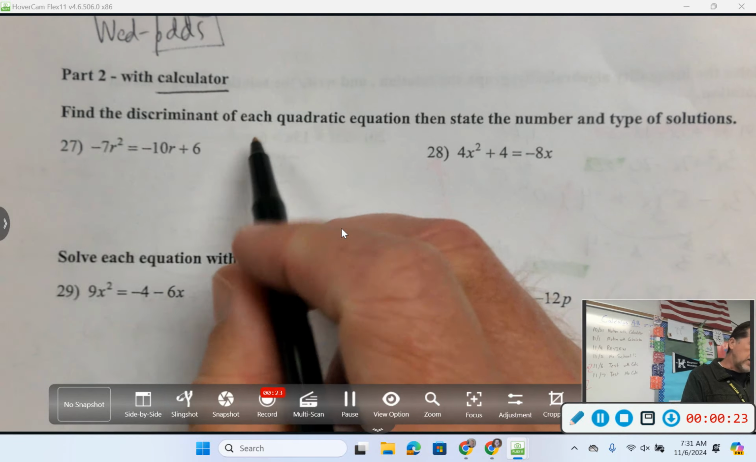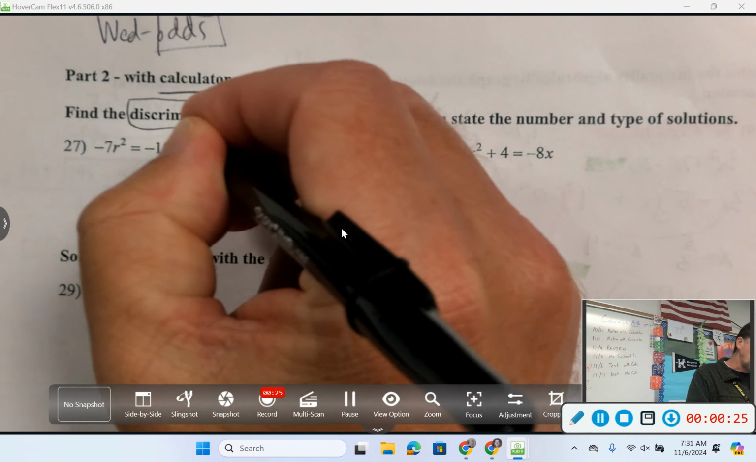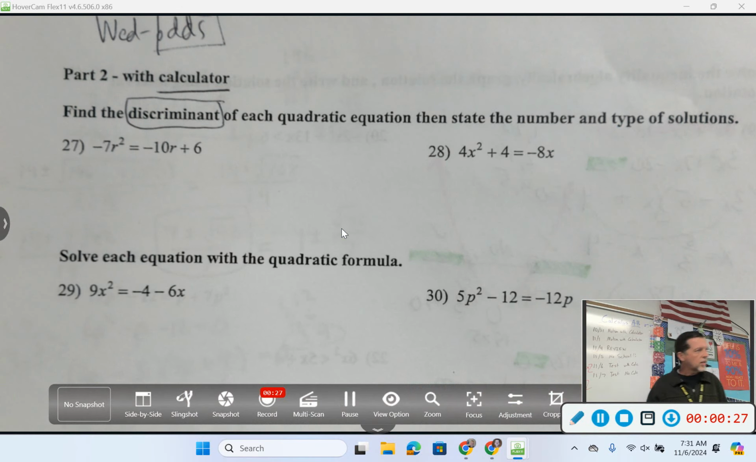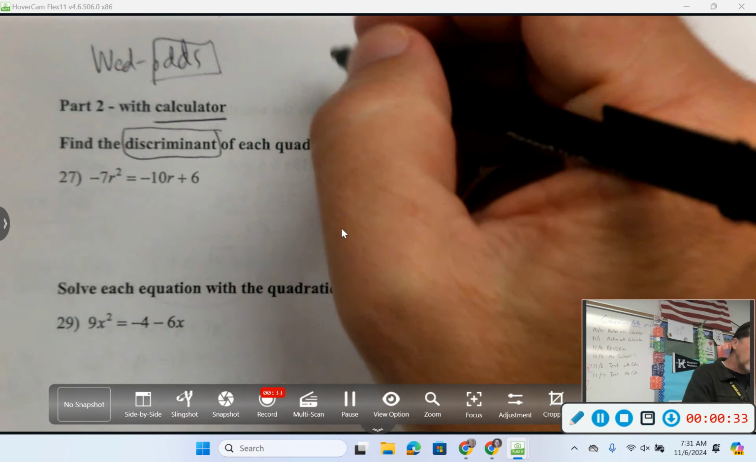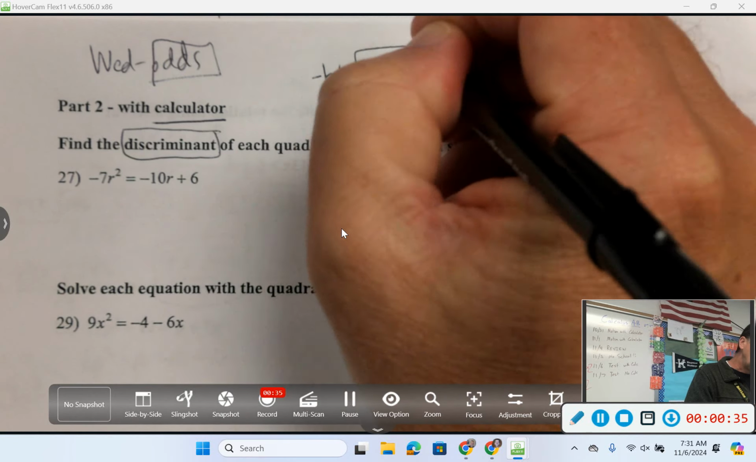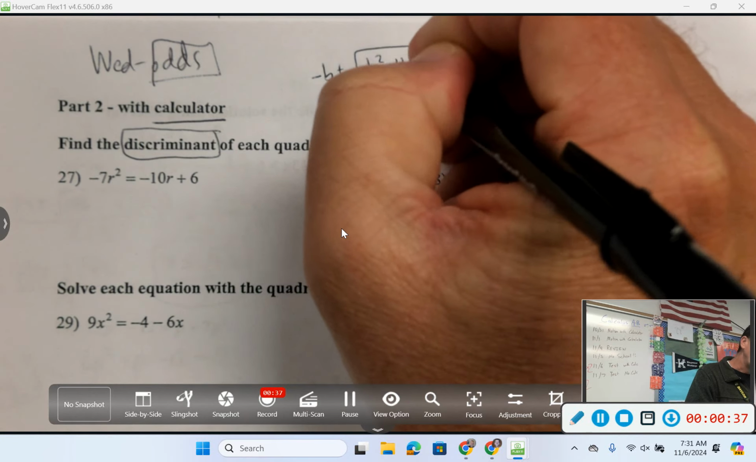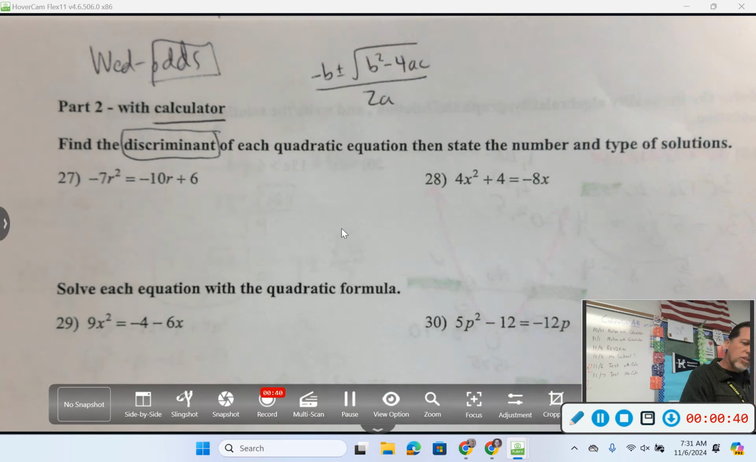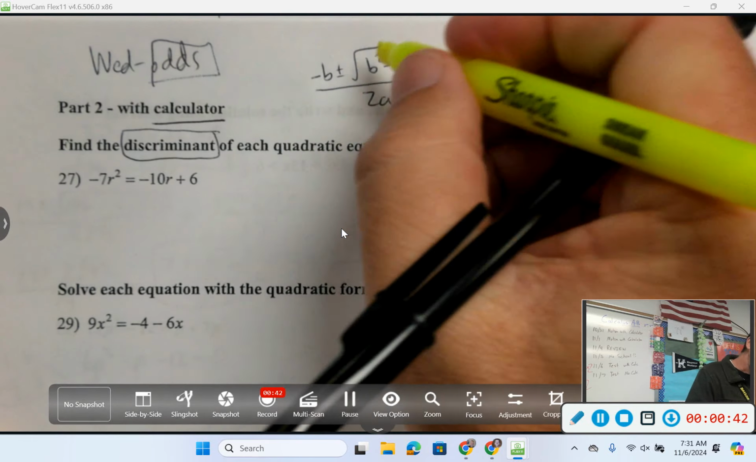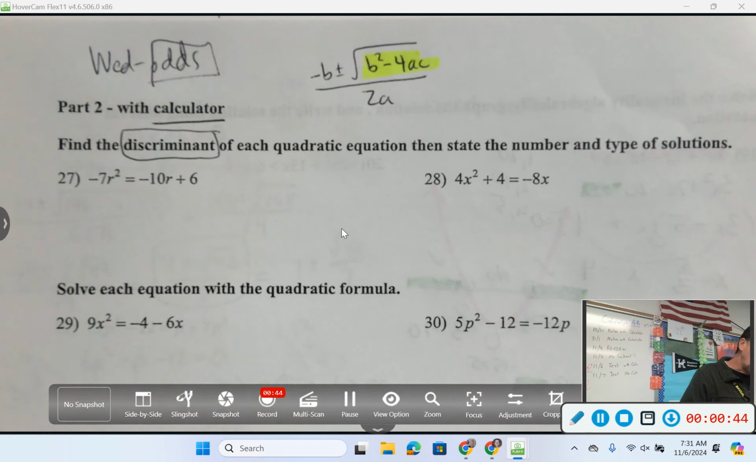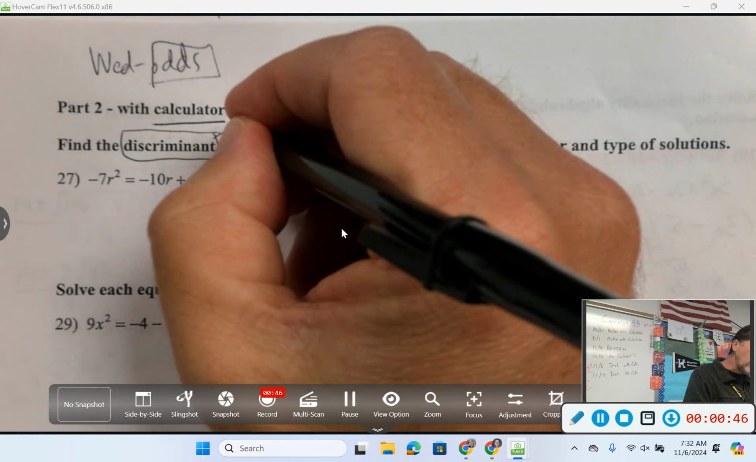Find the discriminant. Ooh, the discriminant. Do you remember what the discriminant is? Stuff inside of the square root. It's the stuff inside the square root. That's a great way to remember it. It has a formula, but yeah, it's the stuff inside the square root, not including the square root itself. So the discriminant is b squared minus 4ac.